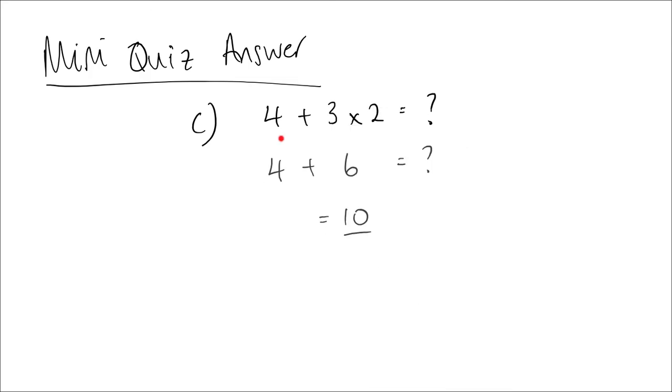For part C, we have 4 plus 3 times 2 equals question mark. So let's focus on the multiple first. So 3 times 2 is 6, add to the 4, and that gives us 10.